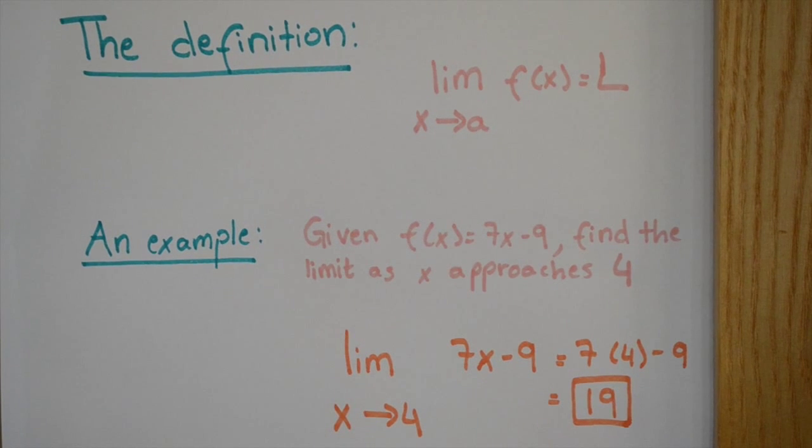Here's how you set it up. And then you just want to plug 4 wherever there is an x. And then you find 7 times 4 minus 9, and this is equal to 19. So the limit of 7x minus 9 as x approaches 4 is 19.